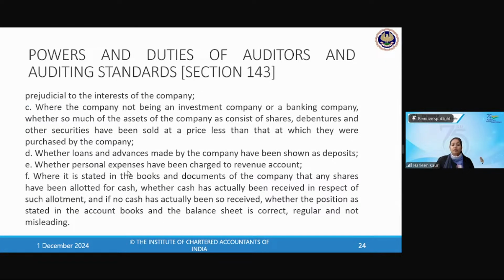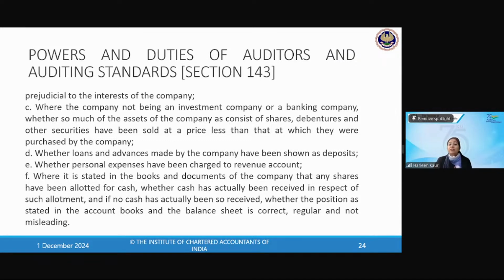Say for the point where it is stated in the books of accounts that the shares have been allotted for cash, but no cash has actually been received, only in the book entries you have it. Then it is regular and not misleading. These kind of transactions should not be misleading. There should not be such things which are not properly shown in the books of account. So if you state in the books of documents that you have allotted the shares, then cash should have actually been received for such allotment. Or if you're booking it on the accrual basis, then it shall not be misleading. There should be actual cash which would have come later on.